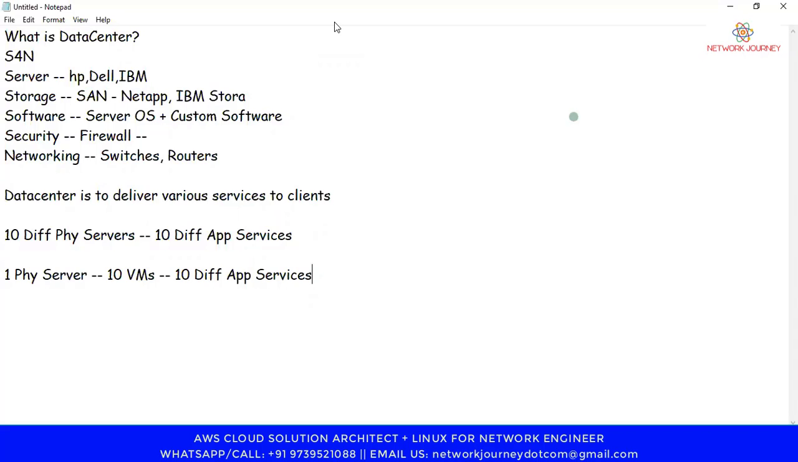Okay. So now let me explain it. You are utilizing your physical hardware. You run the instance on top of the physical layer. Okay, very good.